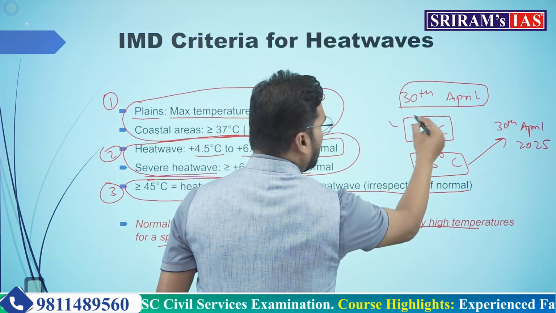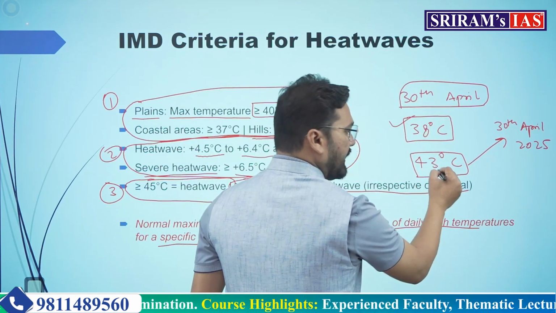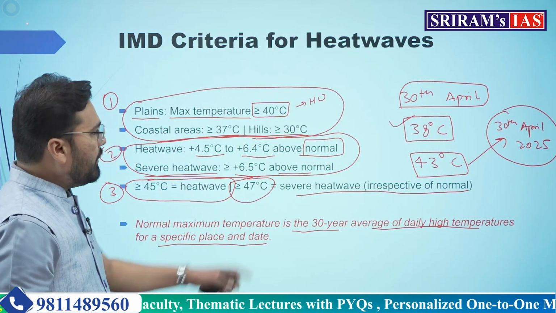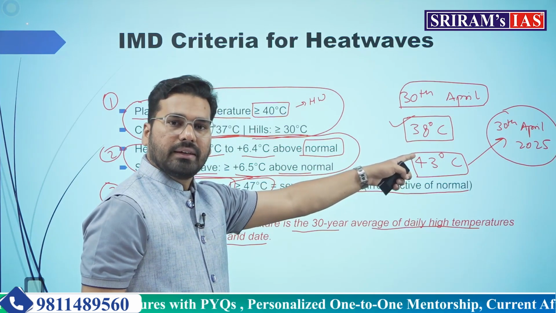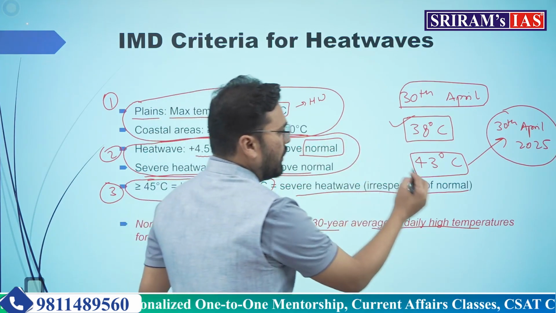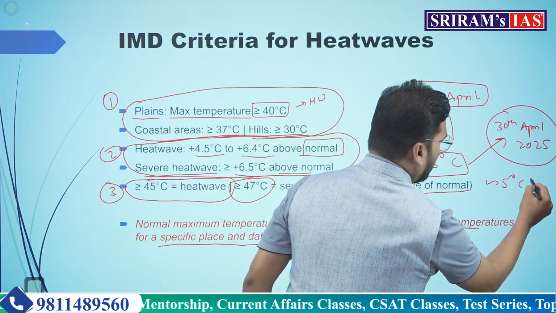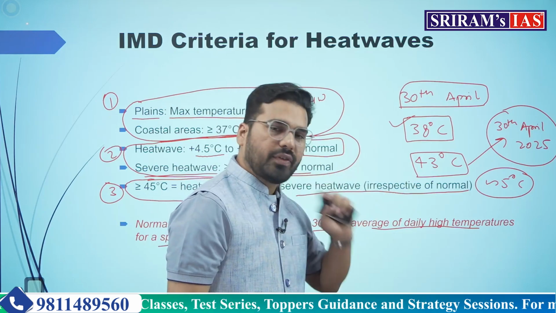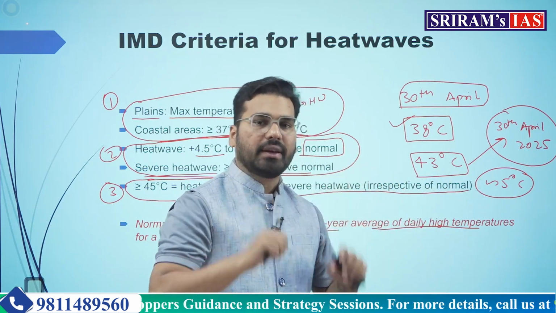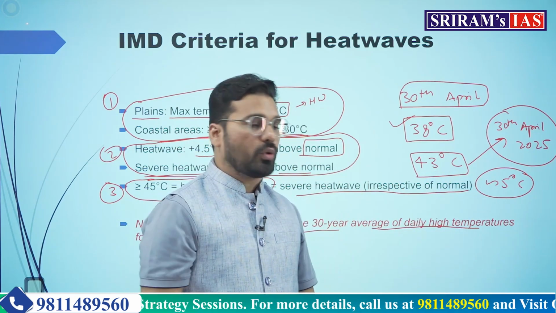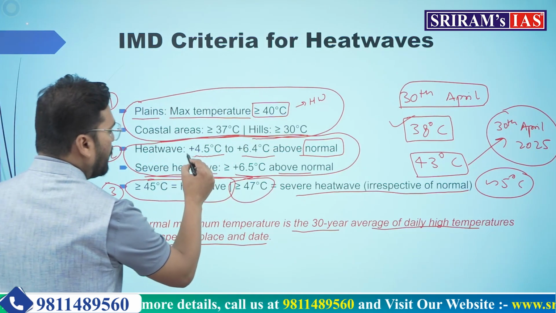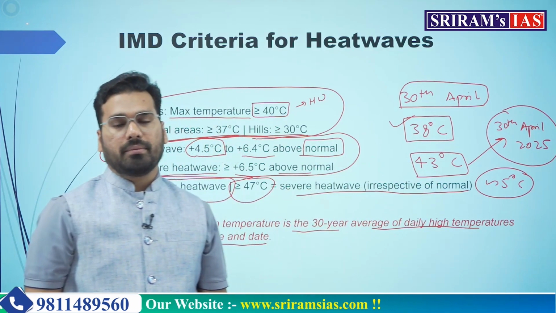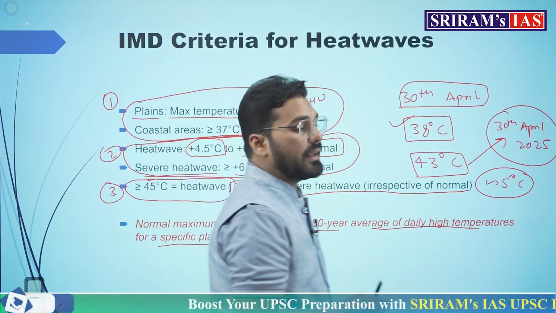This is the 30-year average, and this is the 43 degrees Celsius, the absolute temperature here on 30th April. Now tell me, the movement has been around 5 degrees Celsius or not? From its normal maximum temperature, that is 38 degrees Celsius, and here it becomes 43, that means it is more than 5 degrees Celsius, or say at least 5 degrees Celsius. So don't you think if it has gone beyond 4.5 degrees Celsius, it can be considered as heat waves? So this is how IMD declares heat waves.